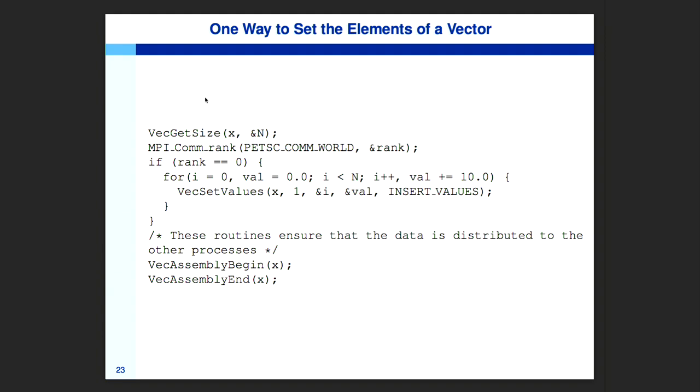So this is a simple way to get started with a program, for example, maybe on the first day when you're writing some code. But as we can all tell, it's not a good choice over the long term because, for example, if you have 1,000 processes, 999 of them would be idle while process 0 is setting values into the vector.